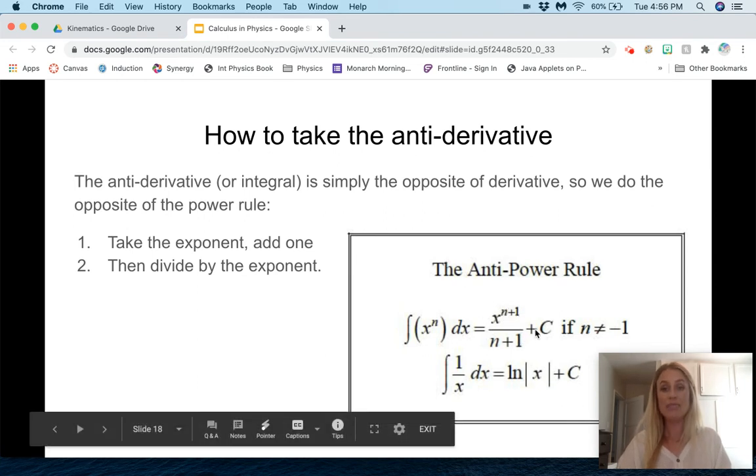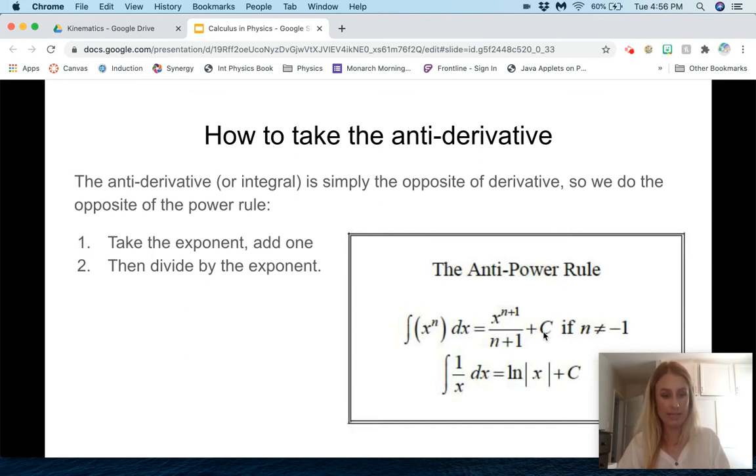Now, this says plus c. There's a reason for that, okay? C stands for constant, because remember, the derivative of a constant is 0. So the derivative of 3 is 0. The derivative of 1,000 is 0. The derivative of 1,000,000 is 0.